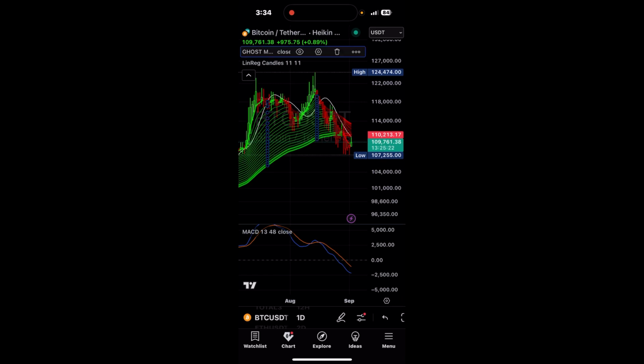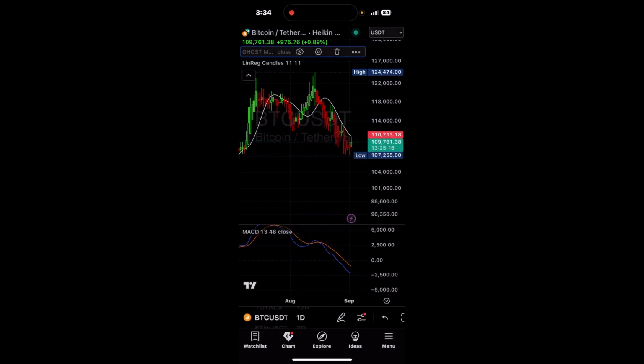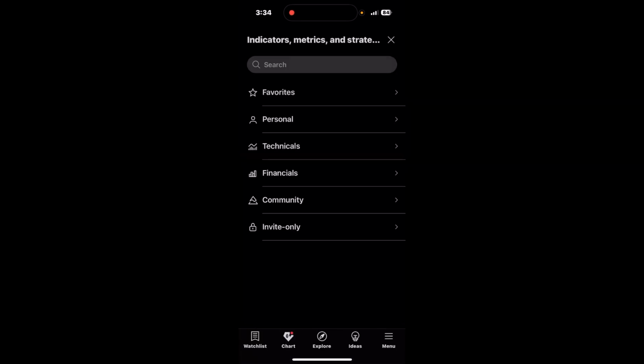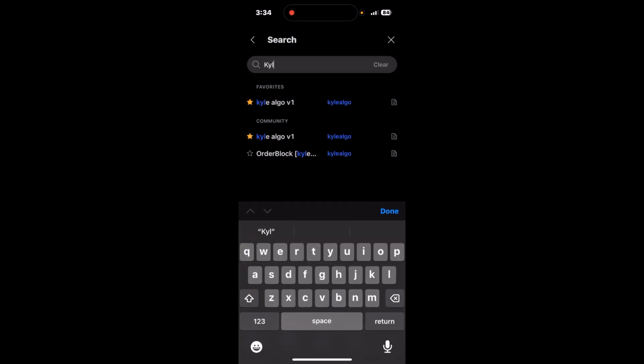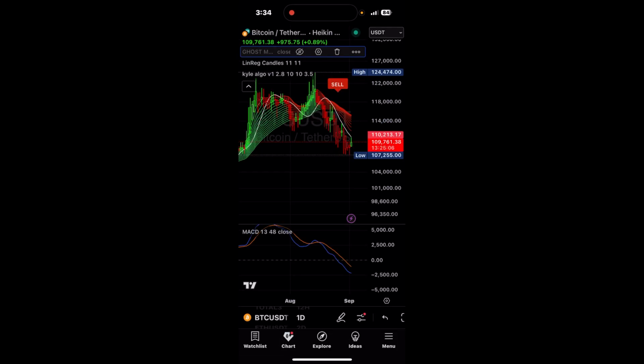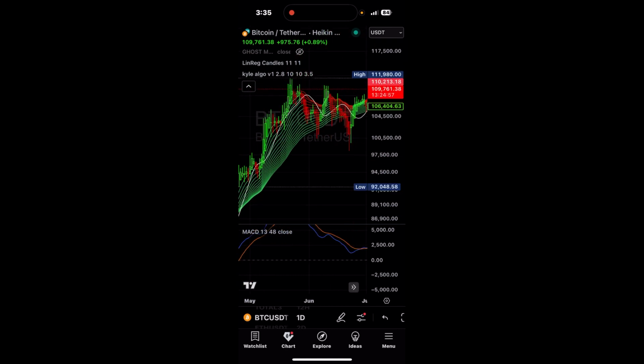There are alternatives if you don't want Ghost Market Pro. If we go here to your indicators, you can go to Kyle Algo version 1, and it's almost the same thing. You can see this, it's almost the same thing.